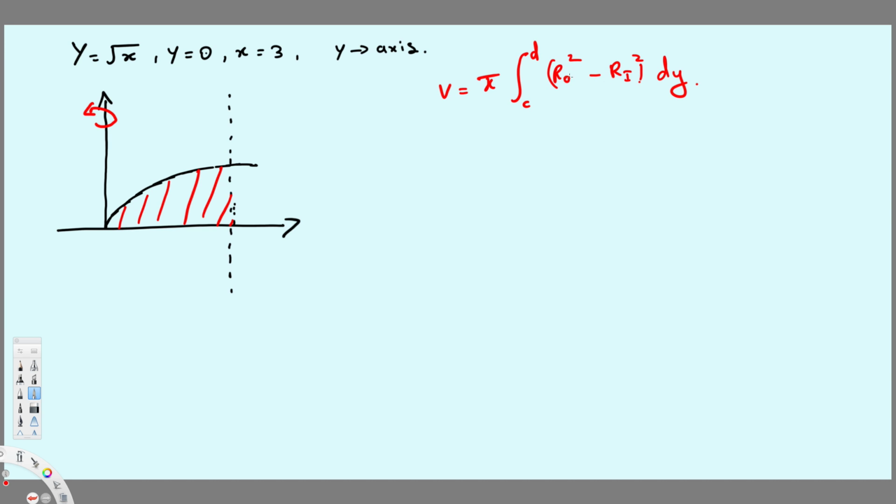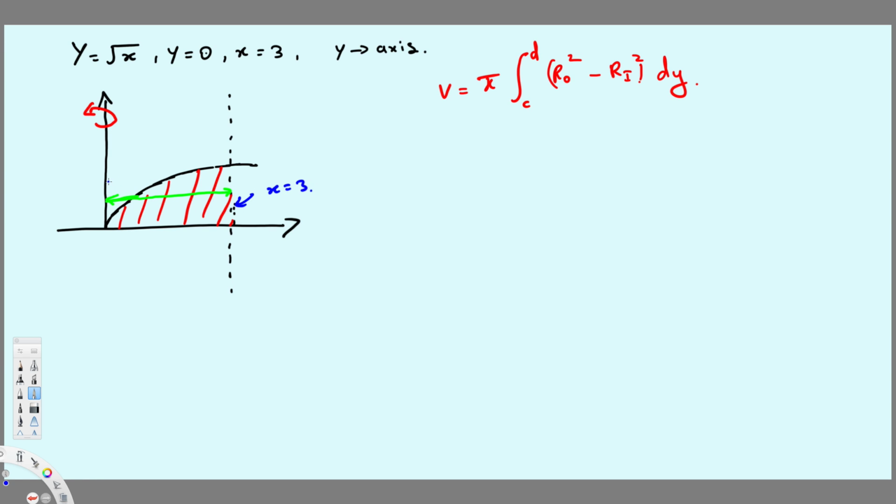So let's see how we can find the outer radius. To find the outer radius, we just draw a line, and wherever the line touches last, that's going to be the outer radius. So here this line touches here, and we know this function is x equals 3, so this is going to be the outer radius.